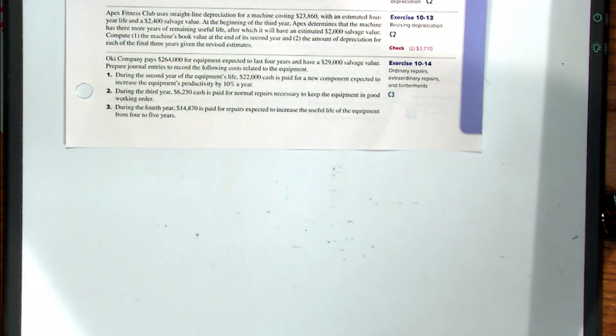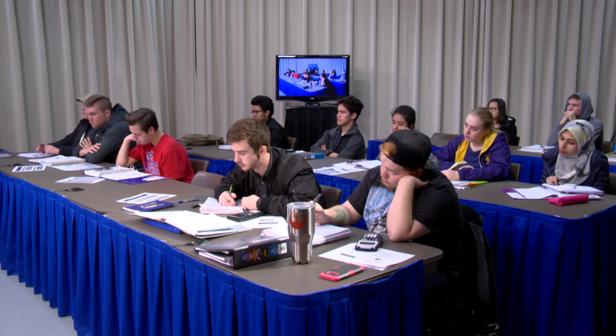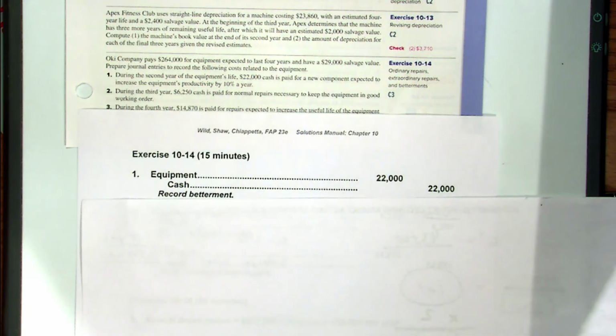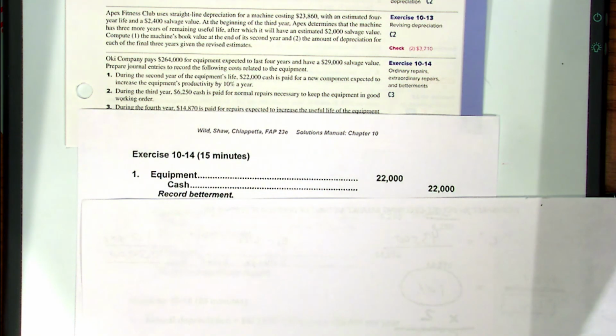Okay, what is that? Is it a capital expenditure or is it a revenue expenditure? It's a capital expenditure, right? Because it's going to increase the productivity, correct? So we're going to capitalize it. And when we say we're going to capitalize something, that means we are debiting an asset rather than an expense. Cool? All right.